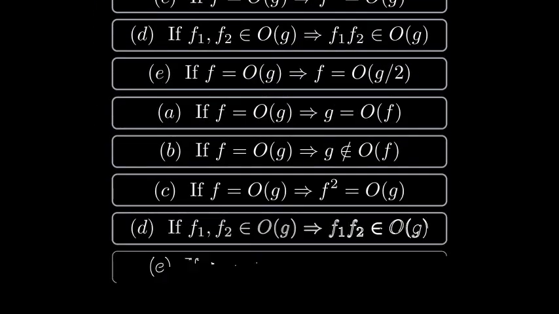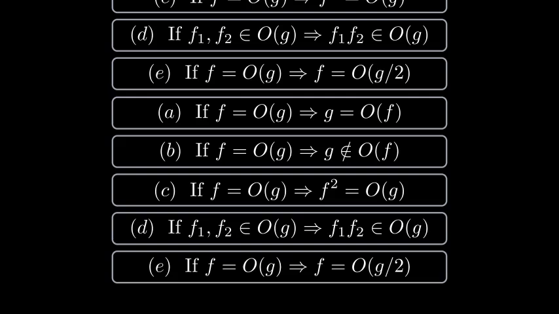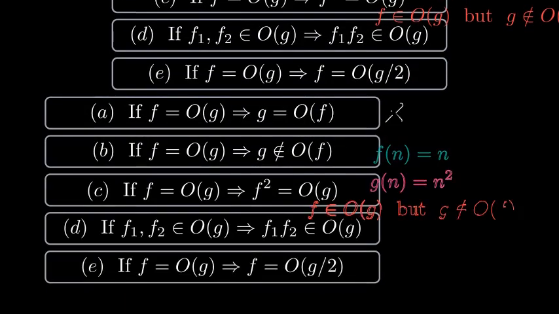Part A. If F equals big O of G, then G equals big O of F. Counterexample. Let F of n equal n and G of n equal n squared. Then F is big O of G, but G is not big O of F. Part B. If F equals big O of G, then G is not big O of F. Also false. Sometimes both are true when they grow at the same rate, which is theta. For example, F of n equals n and G of n equals n.